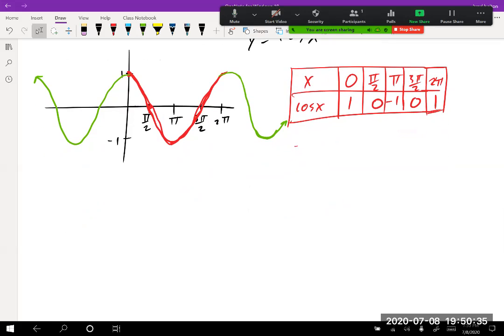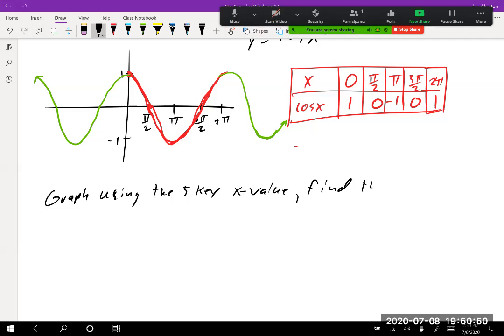Okay. So I'm going to tell you that I want you to graph using the 5 key x values, find the period and the amplitude. Okay, so this, again, this is the nicer section. It's going to get worse in 6.6. So let's say we have y equals 3 cosine of 4x.